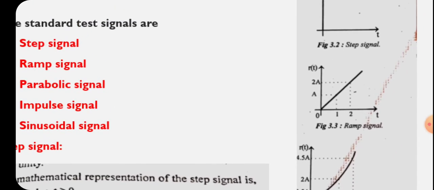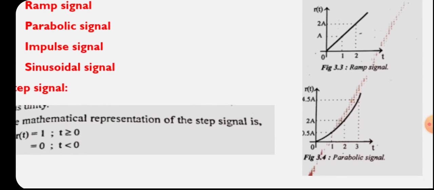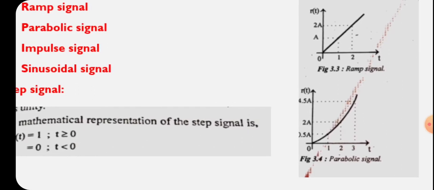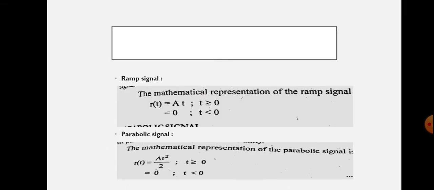And the next signal is the ramp signal. We can see that ramp signal is linearly increasing with the time. And the next is the parabolic signal, and it will go to the shape of a parabola. The mathematical representation of the ramp signal is R of t equal to at for t greater than or equal to 0, and will be equal to 0 for t less than 0. In parabolic signal, the mathematical representation of parabolic signal is R of t equal to at square by 2 for t greater than or equal to 0, and is equal to 0 for t less than 0.